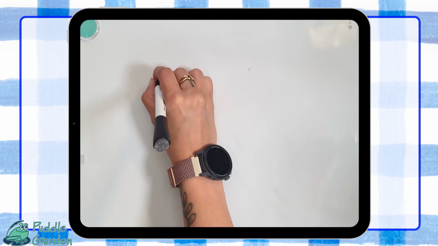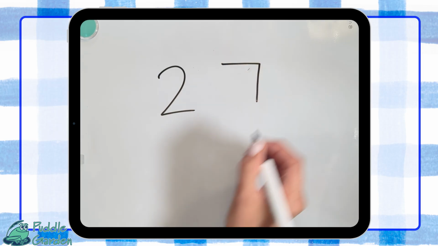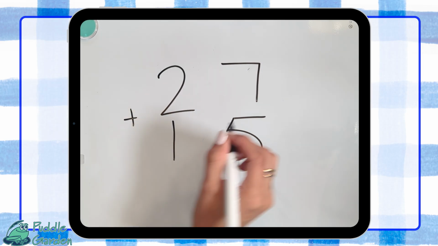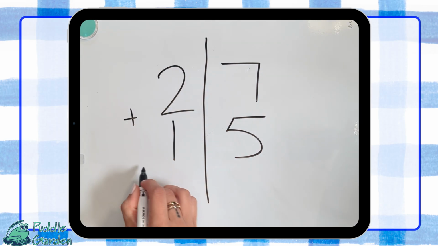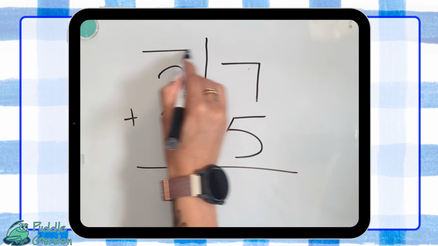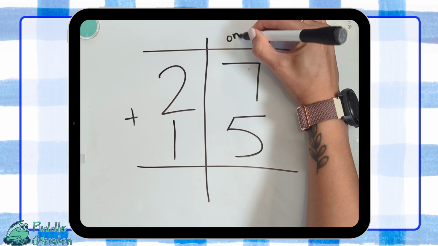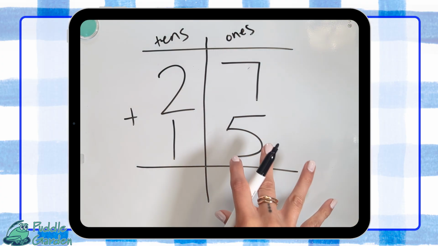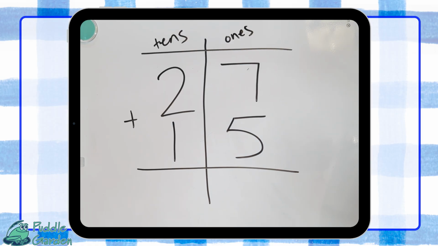All right, today we're going to work on two-digit addition. So first I'm going to write out our problem, and then we are going to split it up by ones and by tens. We're not going to do this the entire time, but just while we're starting off. We have our ones, and then we have our tens.